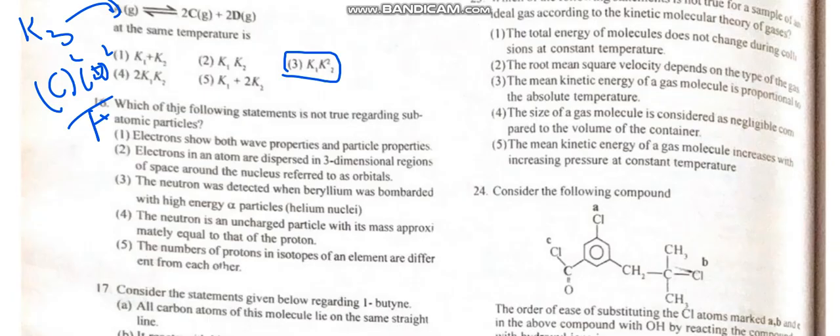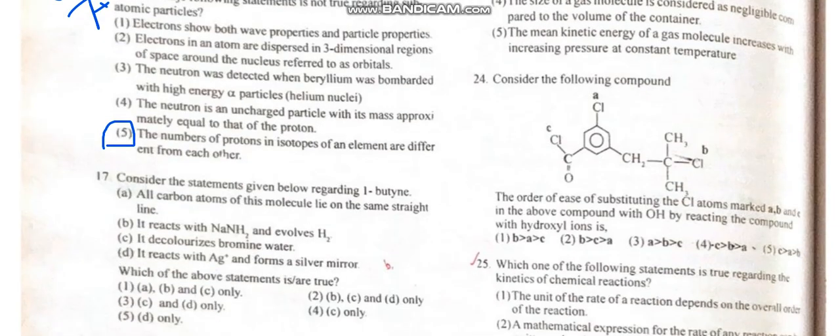16th question: which of the following statements is not true regarding the subatomic particles? Electrons show both wave properties and particle properties. Electrons in an atom are dispersed in three-dimensional regions of space around the nucleus referred to as orbitals. The neutron was discovered when beryllium was bombarded with high-energy alpha particles. Neutron is an uncharged particle with its mass approximately equal to that of a proton. Number of protons in an isotope are different from an element. So that's wrong, no? Number of protons in isotopes are the same because it's the same element. Mass numbers are different, but they have the same atomic number. So the not true one is the fifth one.